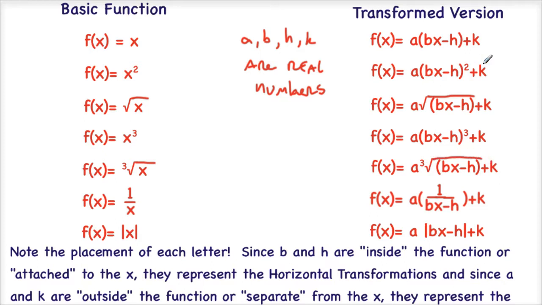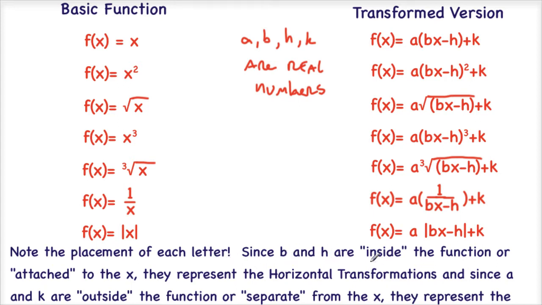Okay, so wherever I see this A, whatever number is there, A is always making the same change, and we'll explain these in a second. B, whatever number is there, is always doing the same kind of thing to this graph. H is representing the same kind of change, and K is representing the same kind of change. So note the placement of each letter, because that's important.